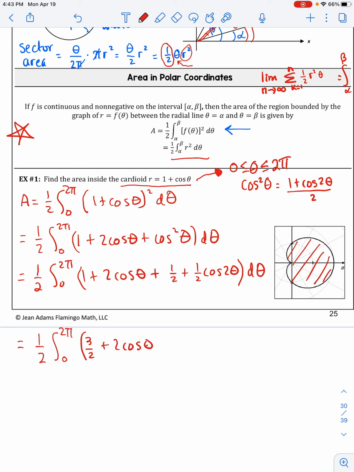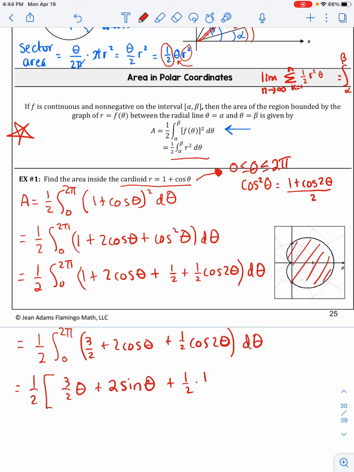That would just be adding like terms, because you've got 2/2 plus 1/2 is 3/2, and then you've got your 2 cosine theta, and you've got your 1/2 cosine of 2 theta d theta. Okay, so now let's go ahead and start integrating. So we know that this is going to be 3/2 theta. Okay, and if the derivative is cosine, that means I must have taken the derivative of sine.